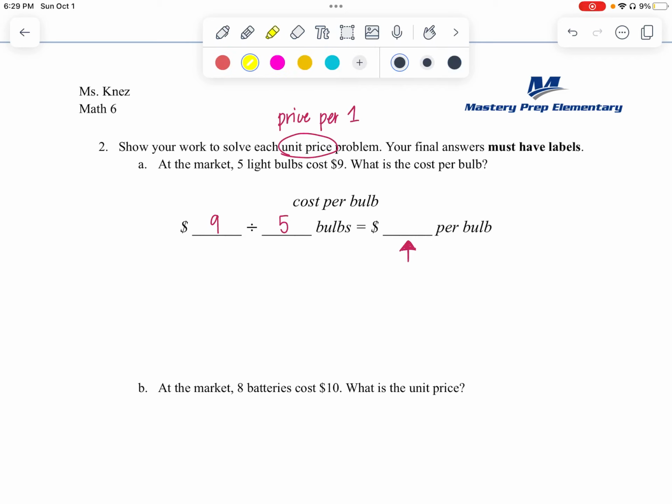What's important is that if I'm looking for the cost per bulb, I am splitting up the cost, I should say. I'm splitting up the cost into 5 groups because I spent those $9 across 5 different light bulbs. And I want to know how much I spent on each individual bulb. So we want to be really careful that our division is moving in the correct direction.